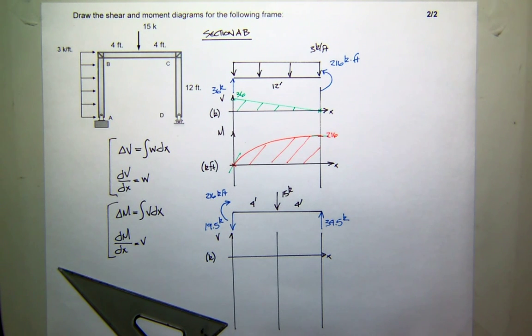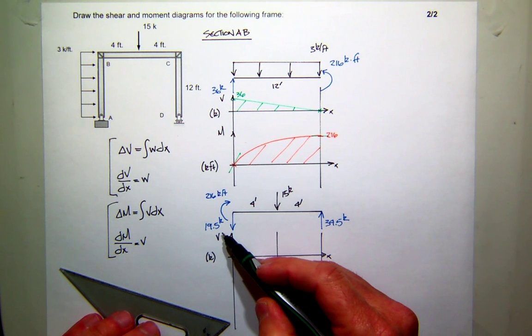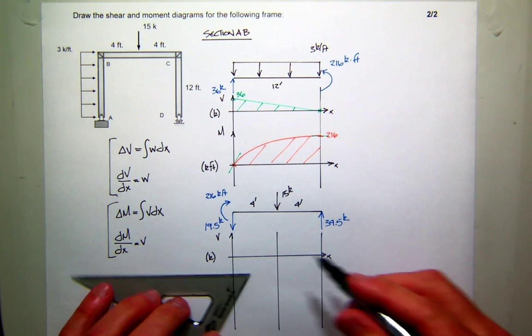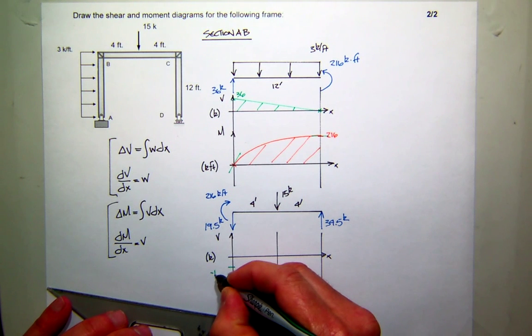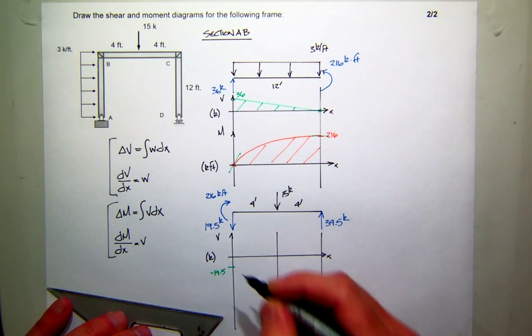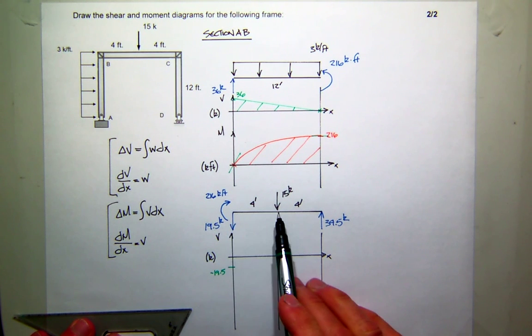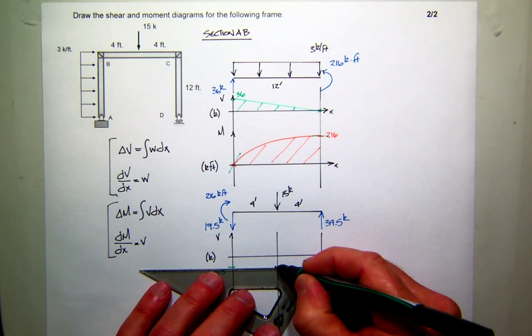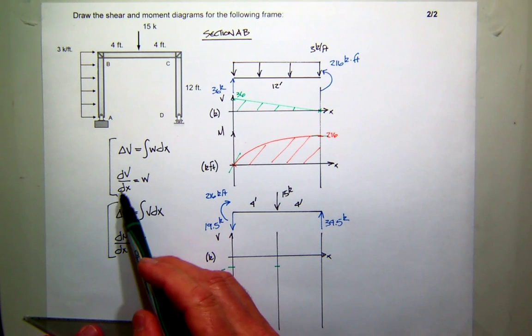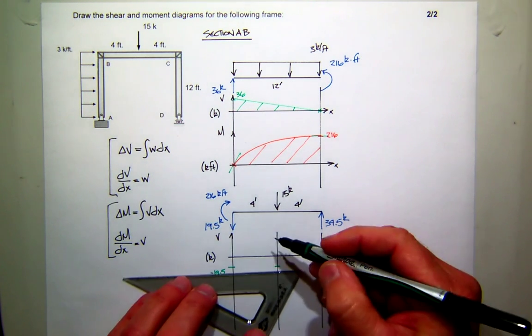So what is the shear at A? Is this positive or negative shear? Negative shear. So we're going to start off at negative 19.5. The change in shear is there in the load diagram, which is 0. So there should be no change. And then the shape of the shear diagram is given by the load. The load is 0, so 0 slope.